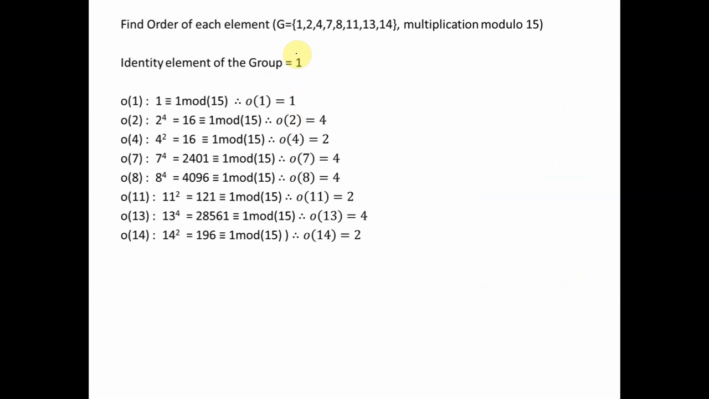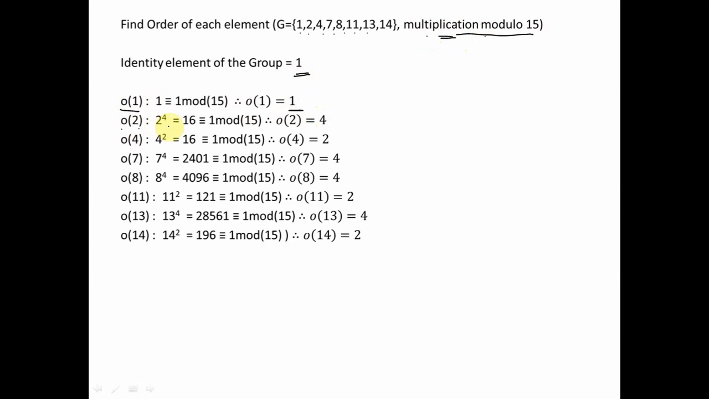Let us find the order of each element 1, 2, 4, 7, 8, 11, 13, 14 under multiplication modulo 15. As it is a multiplication operation, usually the identity element is 1. So 1 being the identity element, the order of 1 will be 1. I have already told you the order of the identity element is always 1. Now multiplication modulo 15 means the result will be divided by 15 and the remainder will be taken.